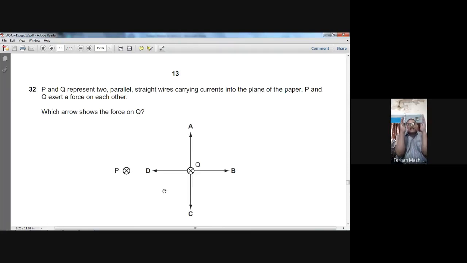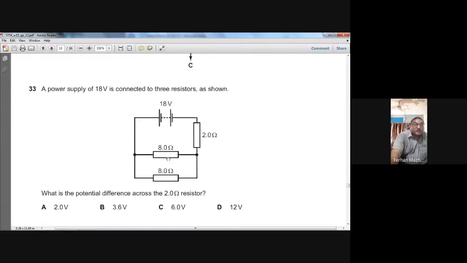If you have two parallel conductors and the direction of the current in both of them is the same, into the page, because the current has been shown by a cross, then they both will attract each other. So which arrow shows the force on Q? D is the option. For attraction, P should apply a force on Q towards itself. So D is the right option. Question number 32, D is the option.